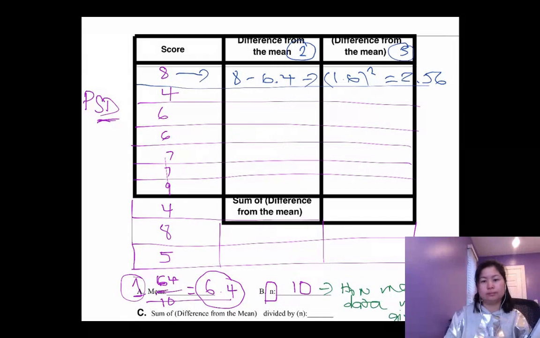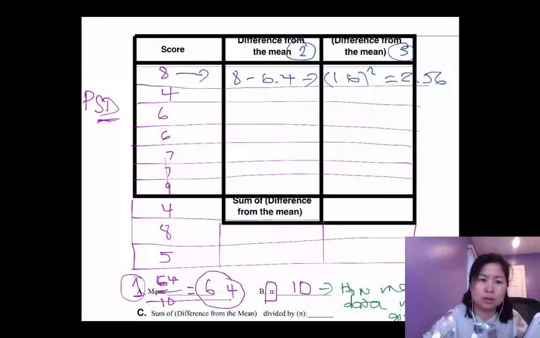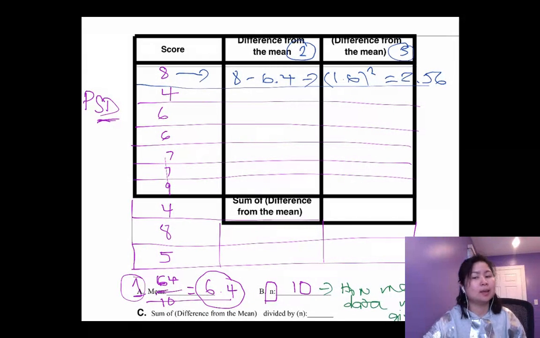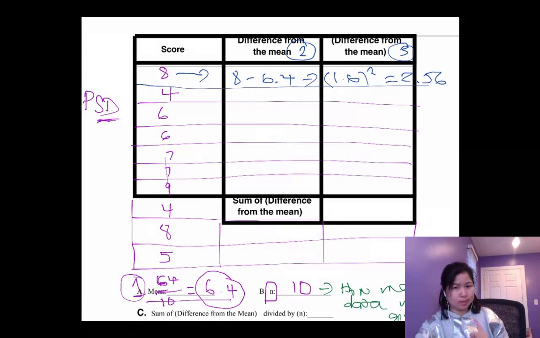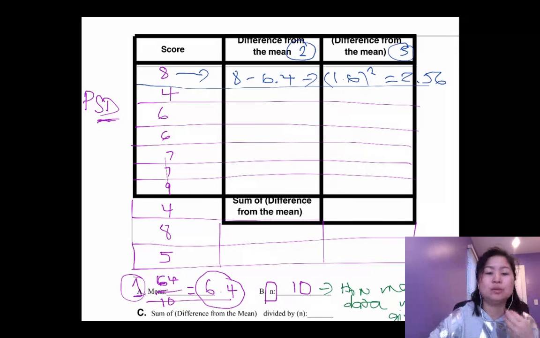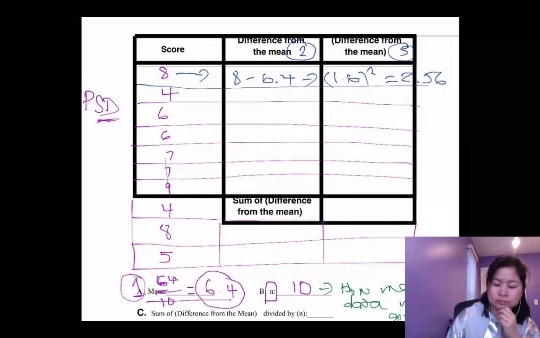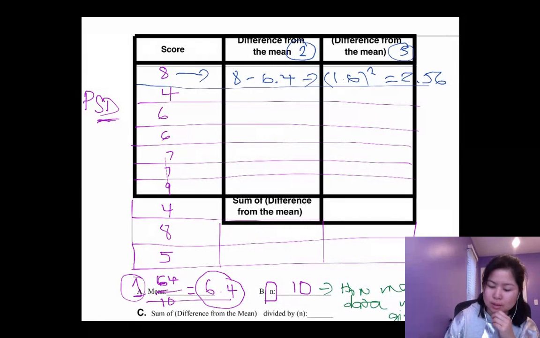2.56. So for today, I'm actually going to do the whole table, okay? So bear with me. Like I said, if you know what to do, go ahead and finish up on your own, but if you don't, just follow the steps, okay? I'll do the next one. 4 minus 6.4.